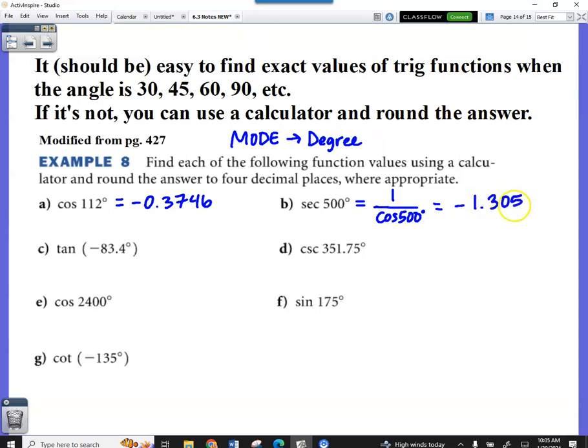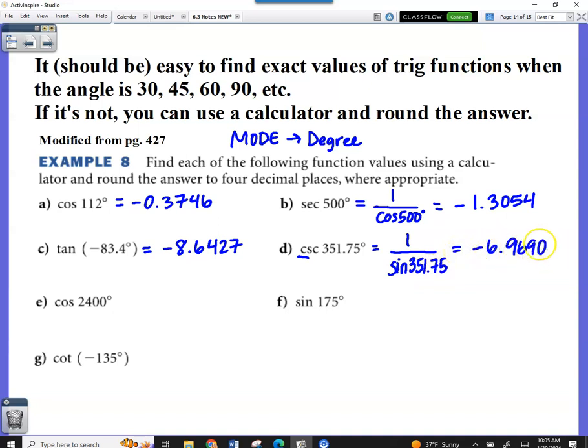Did you get this? This, although it's negative, it's tan, which means you can just type it in. Cosecant, can I type that in? No. How do I rewrite it? Look at that first letter and just remember they're opposite. So it's 1 over sine 351.75. And you get that.